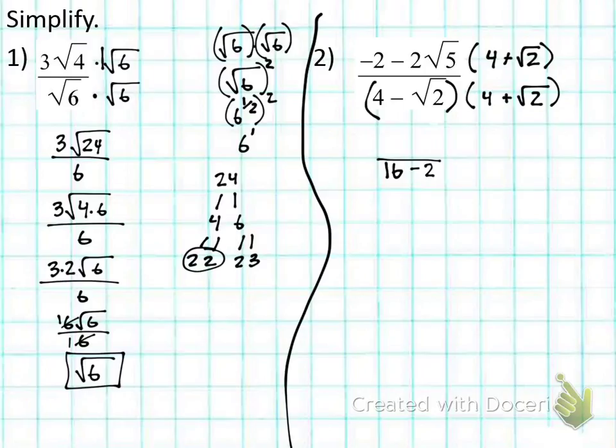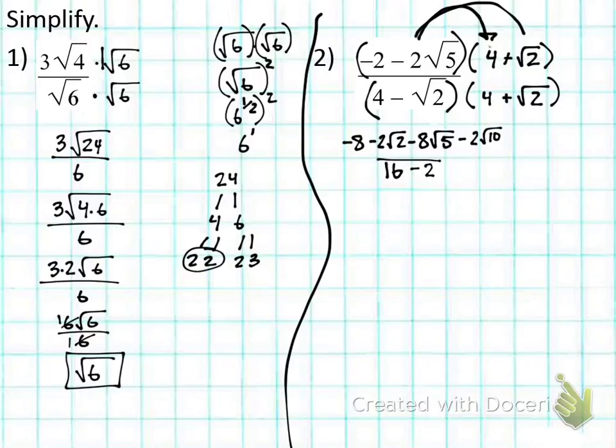Okay? Numerator. Now we have to work this out. The whole numerator, like a binomial. So we got negative 2 times 4 is negative 8. Negative 2 times rad 2 is negative 2 rad 2. Okay? Then we work out the next binomial. Okay, we got negative 2 rad 5 times 4 is negative 8 rad 5. Okay, and then we got negative 2 rad 5 times rad 2 is negative 2 rad 10.